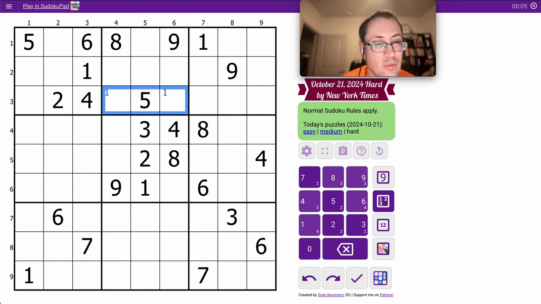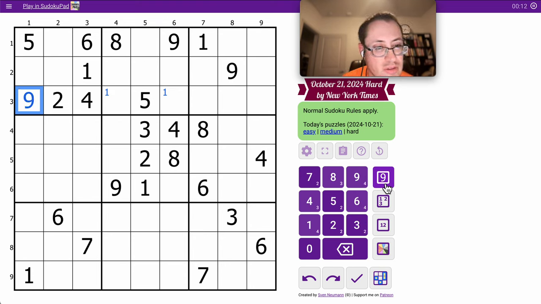I can put a 1 in row 3. I can place a 9 in that row. I can't follow up on that 9 in any way, shape, or form. I'll get a 5 in row 2. And that's it for the top rows.